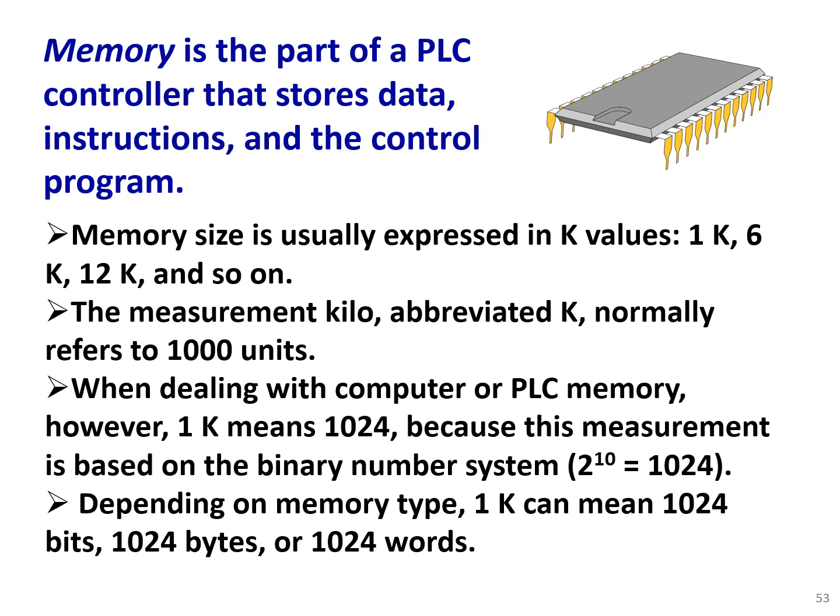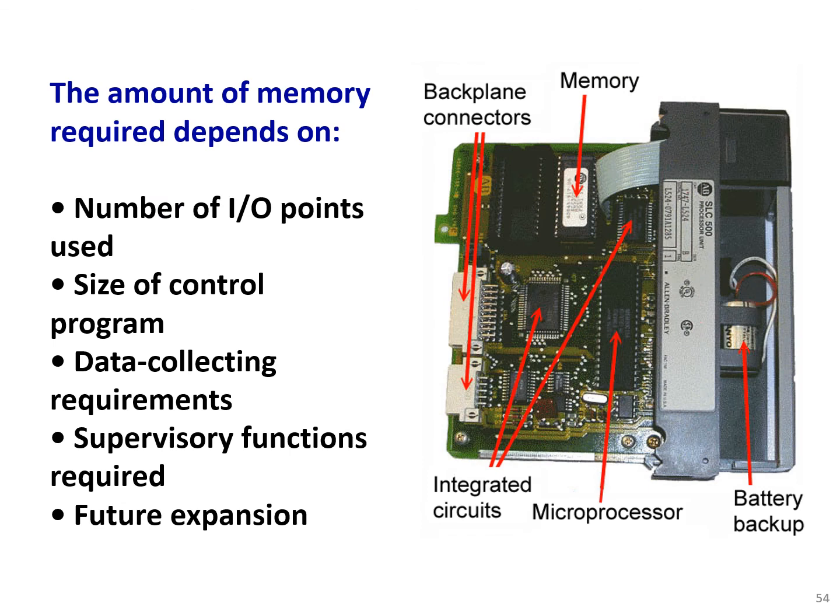Depending on memory type, 1K can mean 1024 bits, 1024 bytes, or 1024 words. The amount of memory required depends on number of I/O points used, size of control program, data collecting requirements, supervisory functions required, and future expansion.